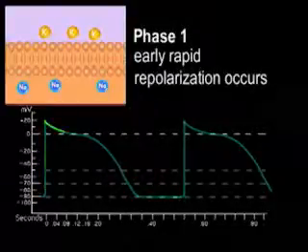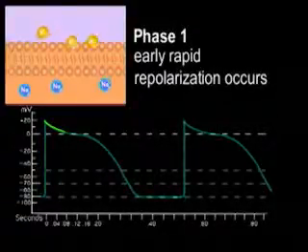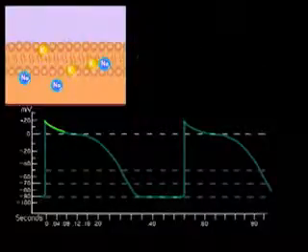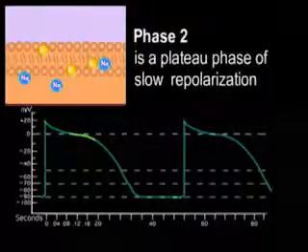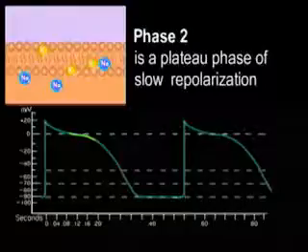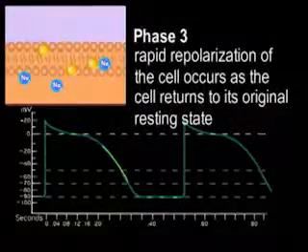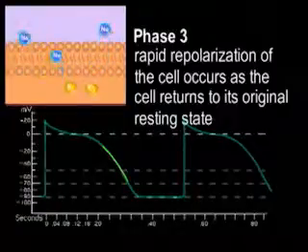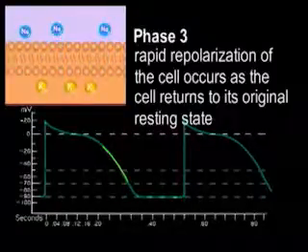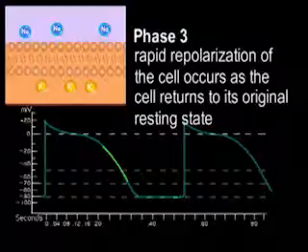During phase 1, early rapid repolarization occurs. Phase 2 is a plateau phase of slow repolarization. During phase 3, rapid repolarization of the cell occurs as the cell returns to its original resting state.